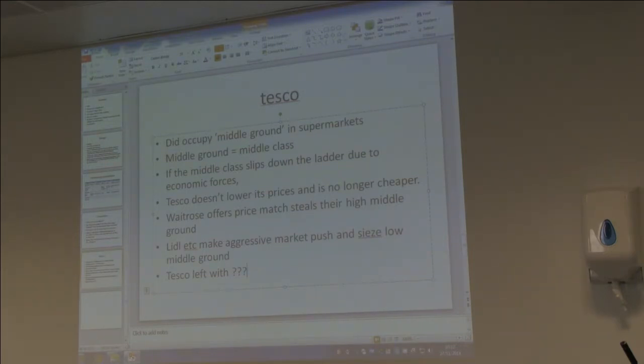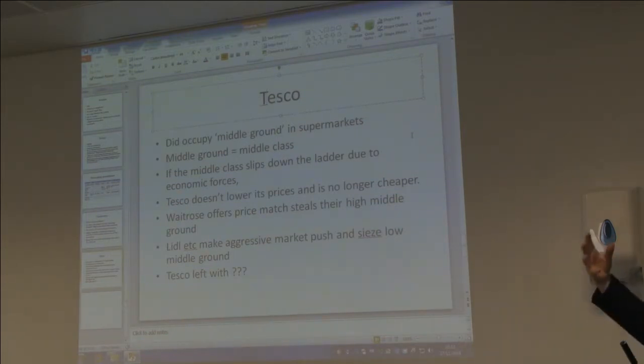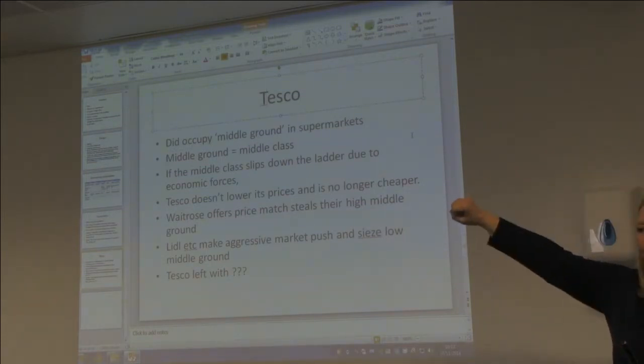This is an interesting story, because they were unbeatable 3 years ago. Now suddenly they're struggling. So they did occupy the middle ground in supermarkets. Middle ground, middle class. The middle class slipped because of the recession. Tesco didn't respond quickly enough, which is really what happened. It didn't lower its prices, and it's no longer the cheaper option. Waitrose comes in and offers price matches to steal their high middle ground, people that want quality. Lidl get their low middle ground. So the market's taken from them from both sides, isn't it?